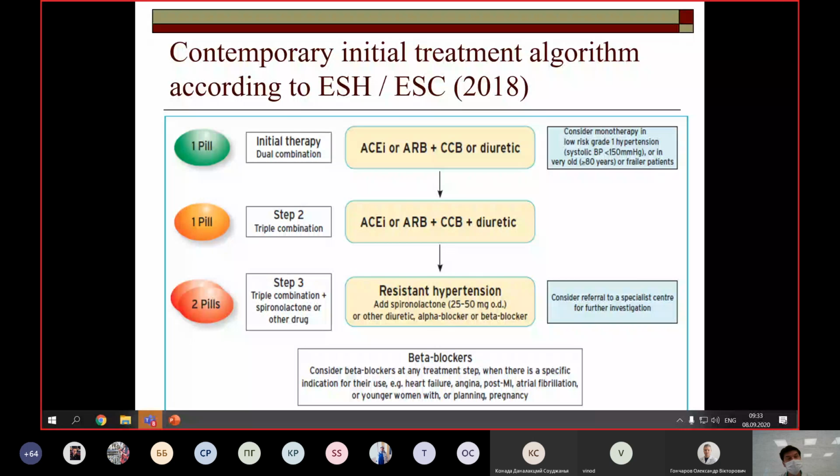Resistant hypertension requires treatment with spironolactone or other diuretics, alpha blockers or beta blockers. According to contemporary protocol, we usually use spironolactone as the next component and probably beta blockers as well. You can feel free to consequently add spironolactone and then beta blockers, or in contrast beta blockers and then spironolactone. The main aim is that full control of the patient's BP should be achieved.